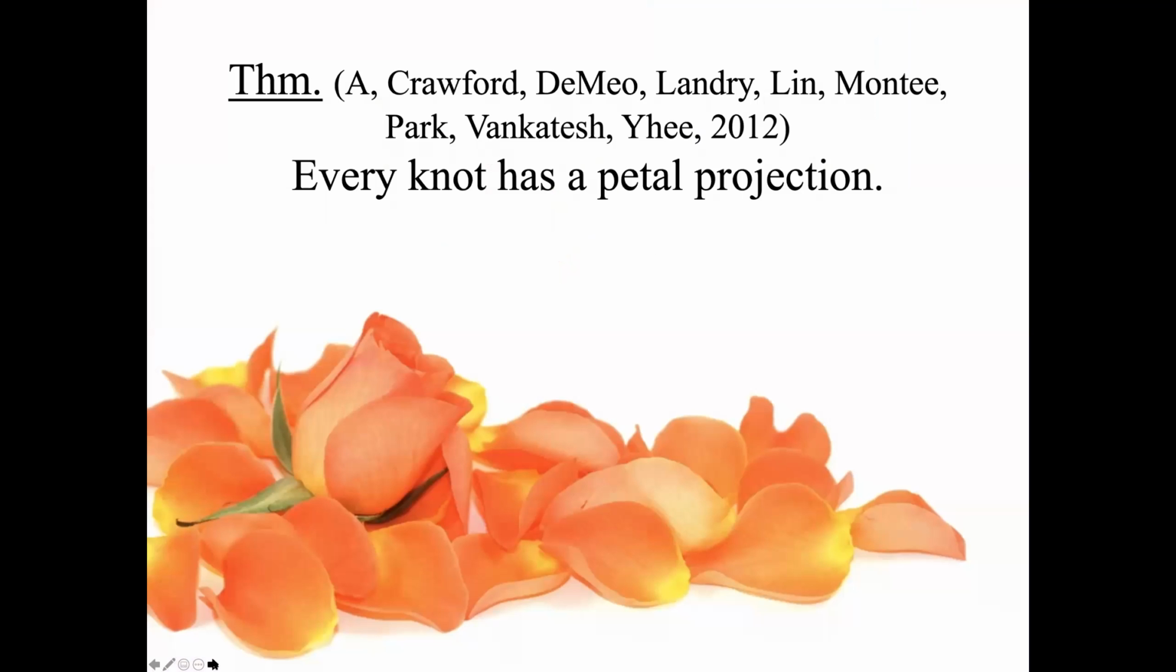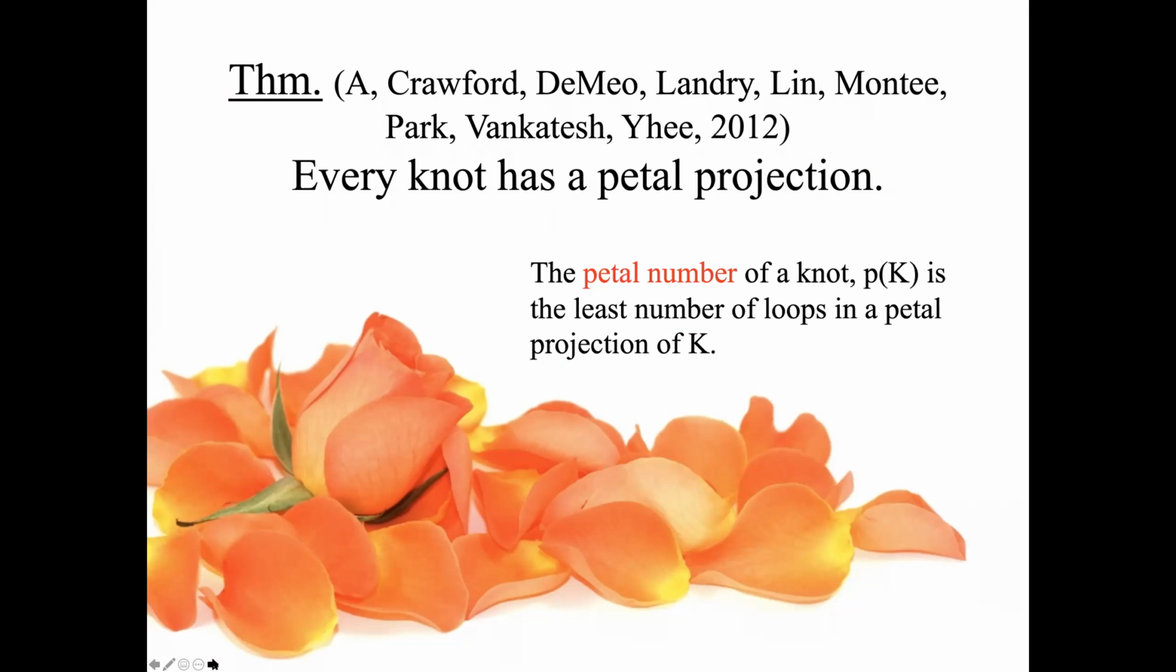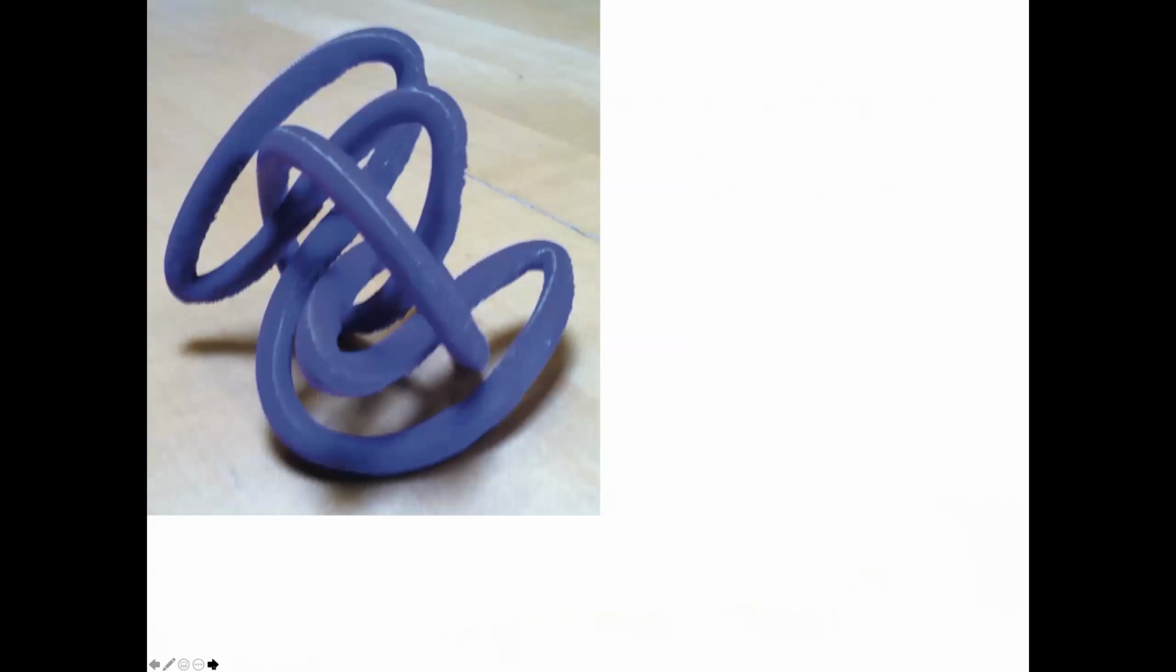They and I proved that every knot has a petal projection. Okay, so it turns out that every single knot can be represented by a petal diagram, and therefore a minimal petal number. So the petal number of a knot will be the least number of loops in a petal projection of K.